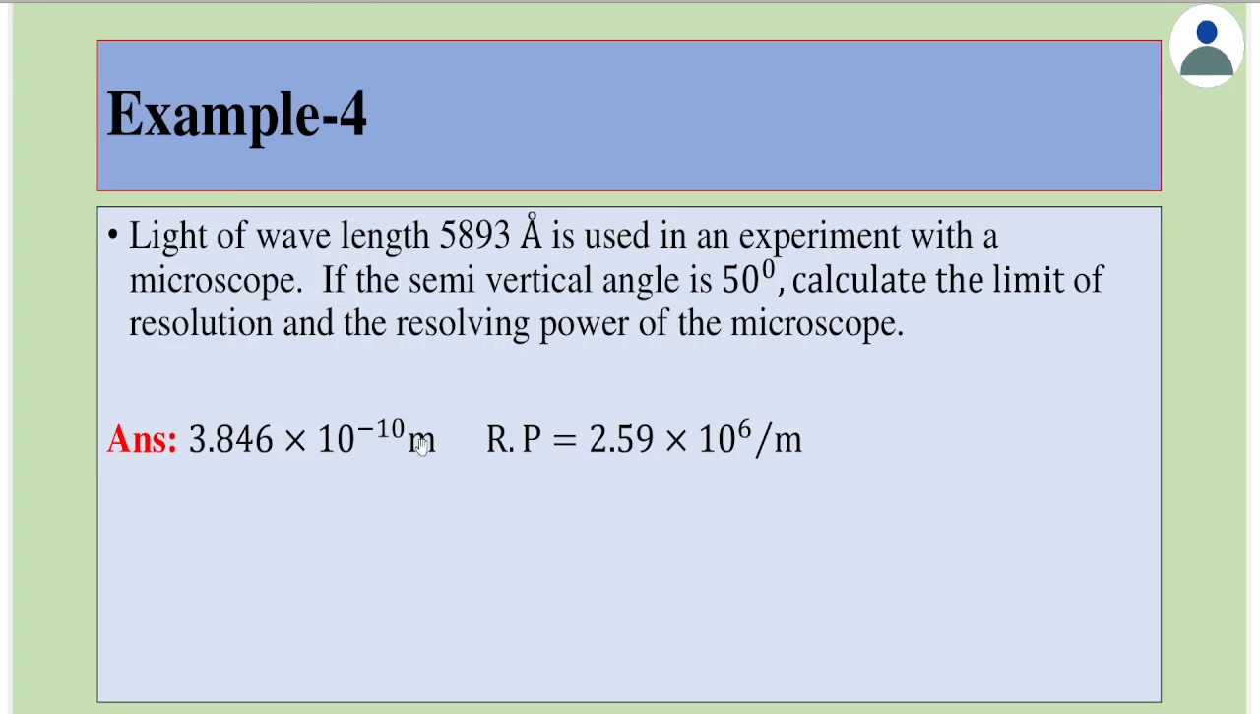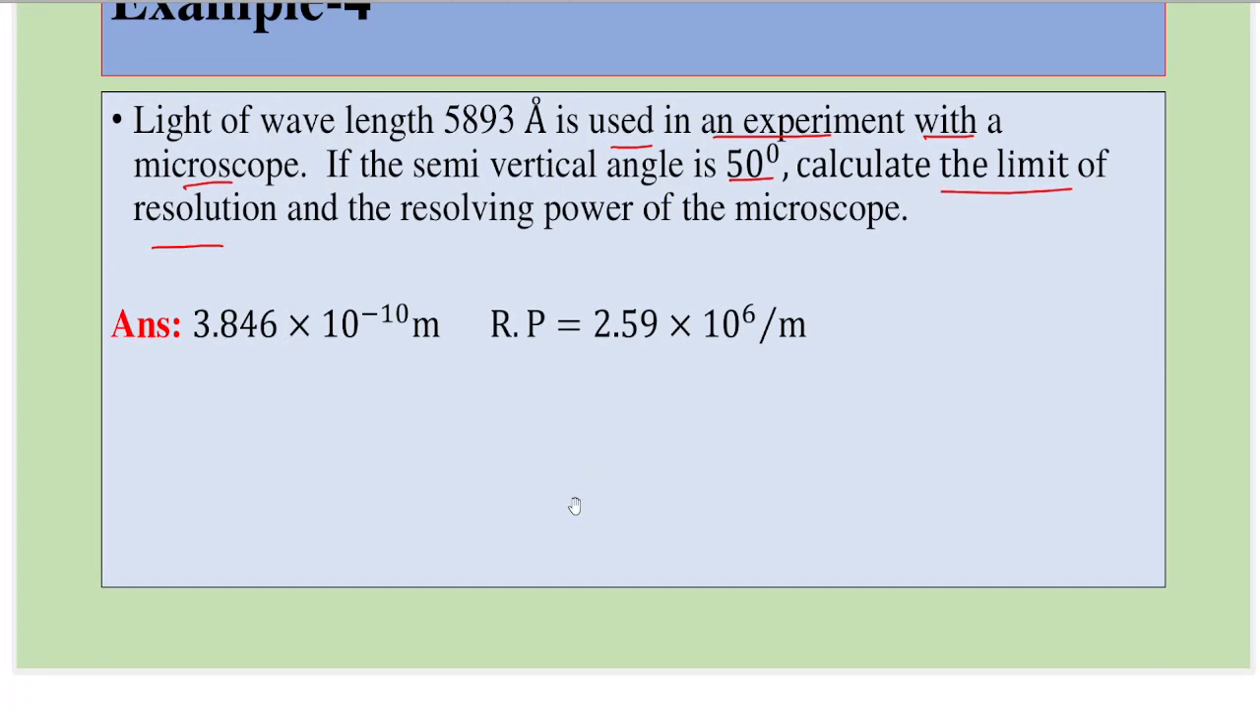Example 4 says, light of wavelength 5893 angstrom is used in an experiment with a microscope. If the semi-vertical angle is 50 degrees, calculate the limit of resolution and resolving power of the microscope. Again, this is based on direct formula substitution. The limit of resolution, which is called d theta or dx in case of a microscope, this dx was given as lambda by 2n into sine beta.